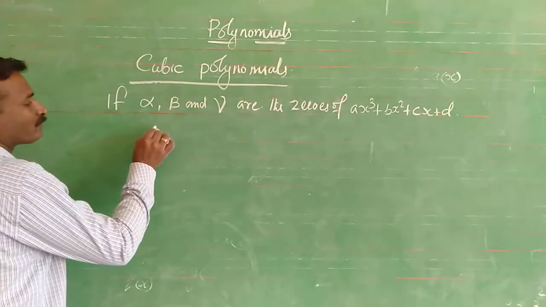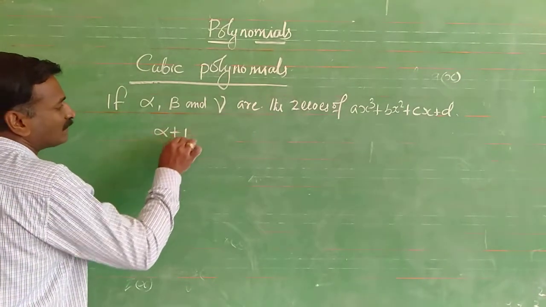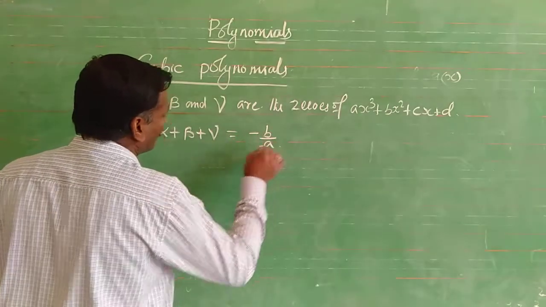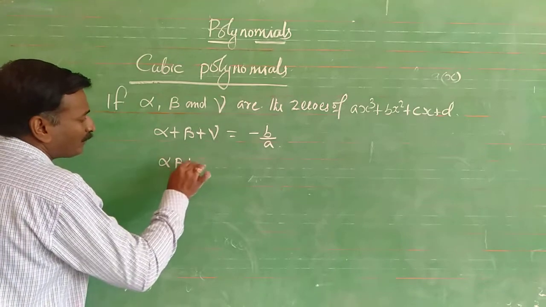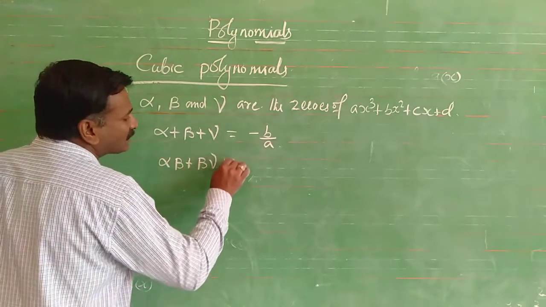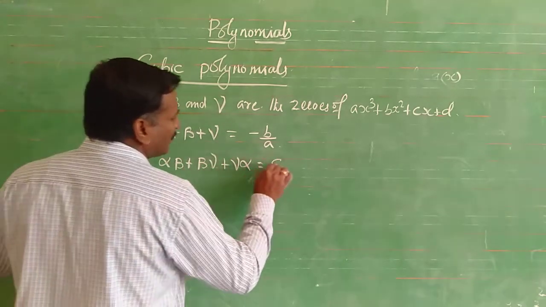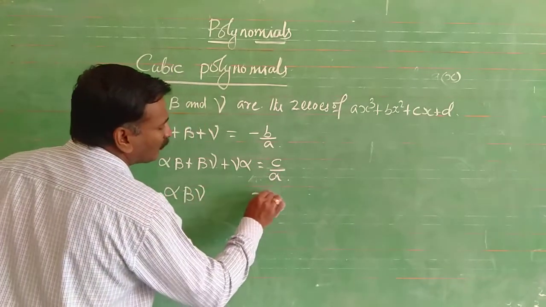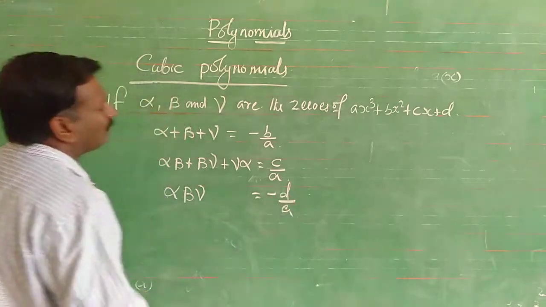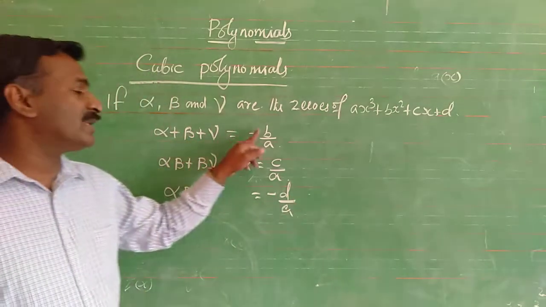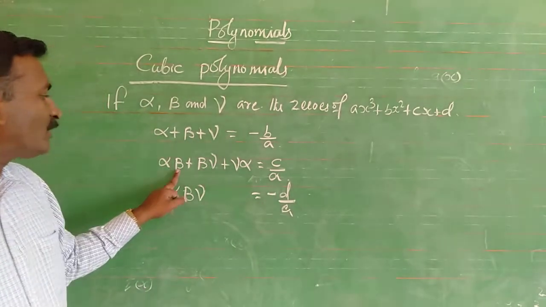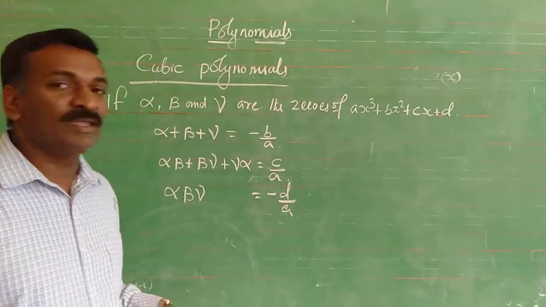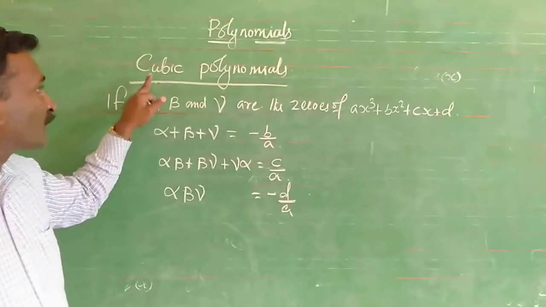The sum of the zeros, alpha plus beta plus gamma, is equal to minus b by a. Then alpha beta plus beta gamma plus gamma alpha is equal to c by a, and alpha beta gamma is equal to minus d by a. These are the sum of the zeros, that is minus b by a. These are the sum of the products of two zeros, that is c by a. The product of the zeros is minus d by a. So that is the cubic polynomial.